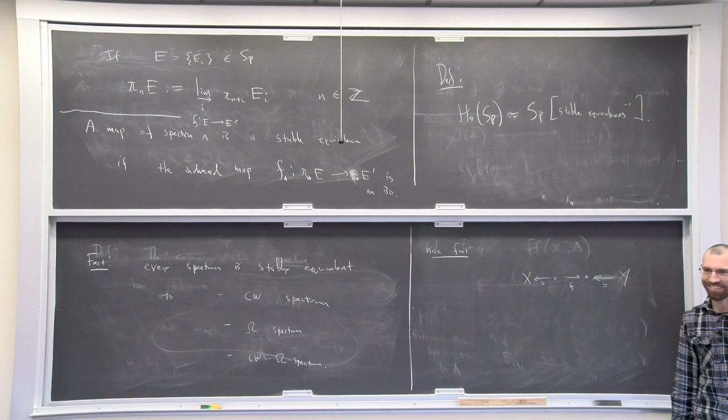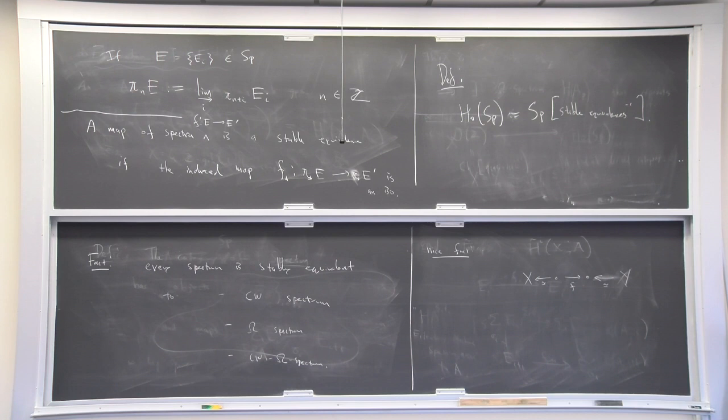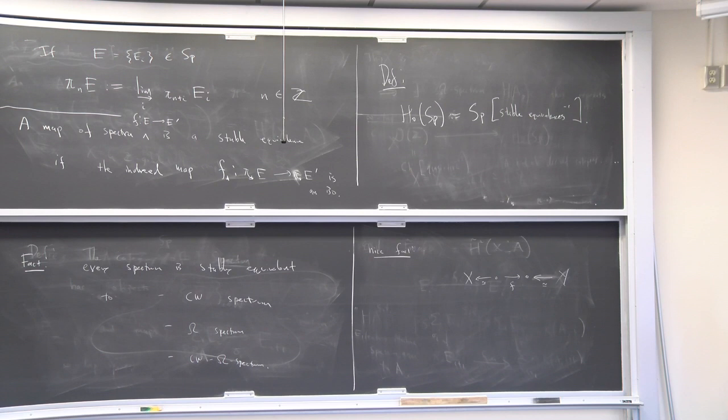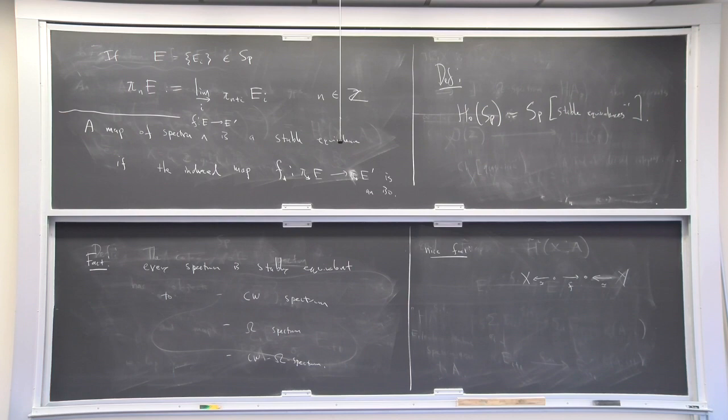Such a structure is called by, I believe, Dwyer and Kan, a three-arrow calculus, that you can write everything down in this way. And such homotopical theories have nice properties.